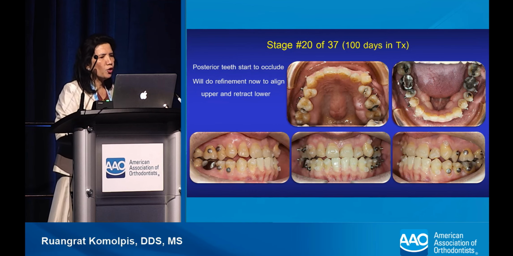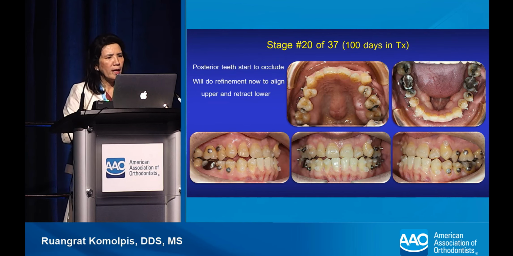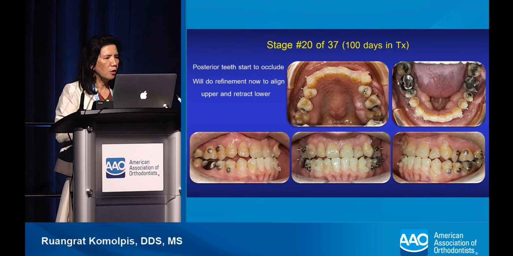This is at stage 20, so 5 days each, so it'll be 100 days in treatment. Posterior teeth start to occlude. I will do refinement now because the posterior teeth already touch, and I need a full arch aligner on the top to align the upper incisors and to retract lower incisors.